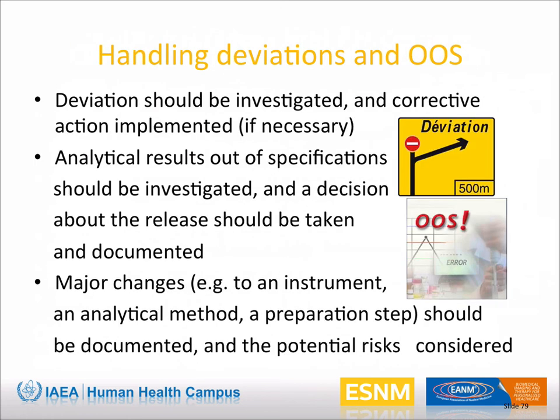Even if we are working correctly, following the standard operating procedures and quality assurance principles, we may never rule out the possibility of a failure or a problem in general. So it is very important to define procedures on how to handle deviations, analytical results out of specifications, and major changes to instrumentation or to analytical method or to preparation steps. All of this operation should be documented, of course, and potential risk considered.